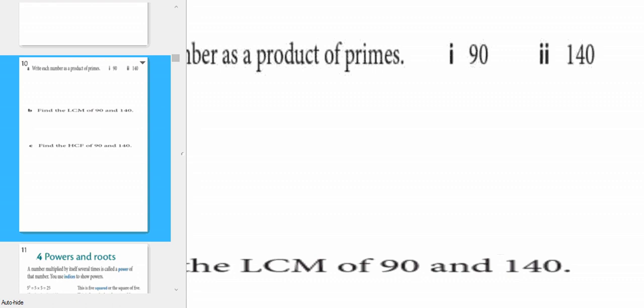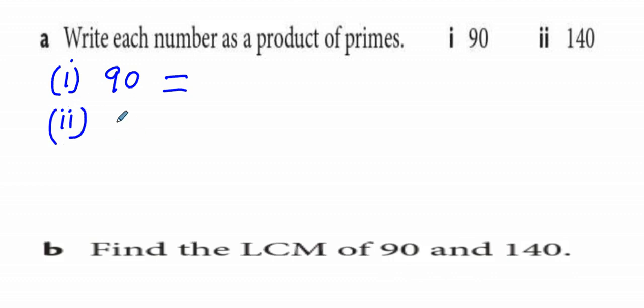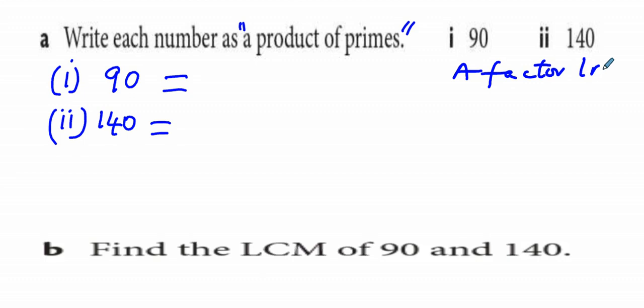Okay, how about this one? Write each number as a product of primes. Same concept. We have 90 and 140. To express each number as a product of primes, we need what we call a factor tree. For each number, a factor tree.